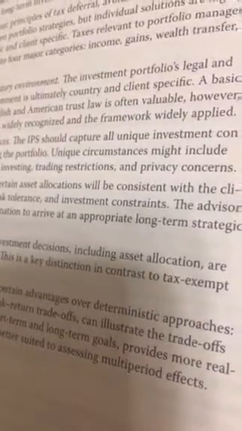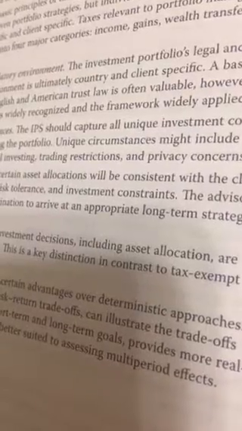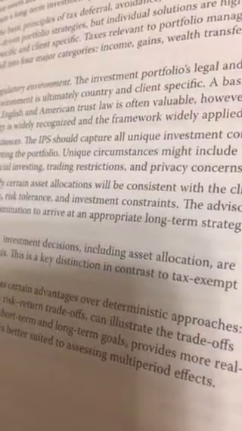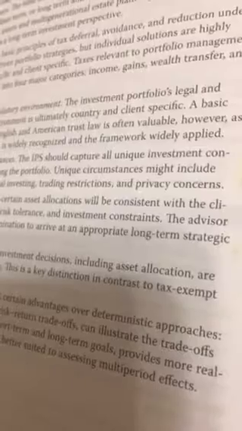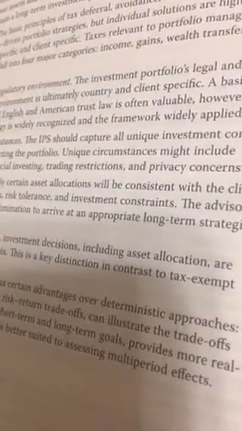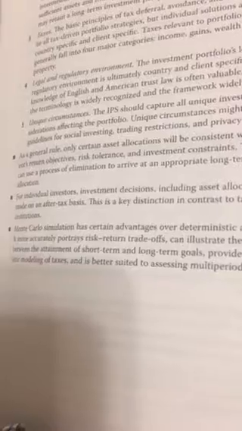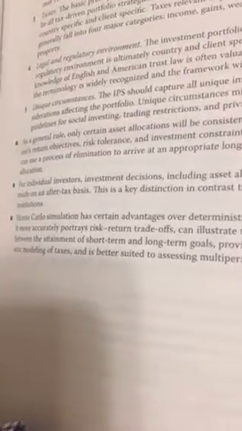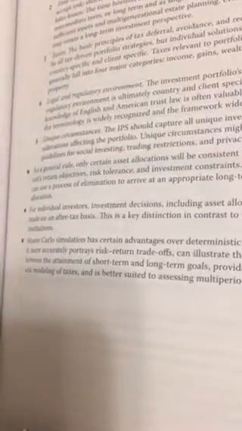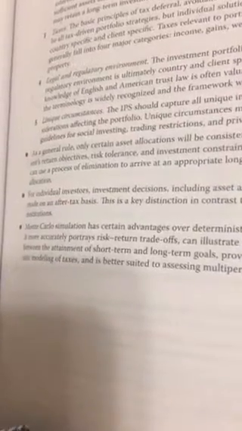As a general rule, only certain asset allocations will be consistent with the client's return objectives, risk tolerance, and investment constraints. The advisor can use a process of elimination to arrive at an appropriate long-term strategic allocation. For individual investors, investment decisions, including asset allocations, are made on an after-tax basis. This is a key distinction and a contrast to tax-exempt institutions.